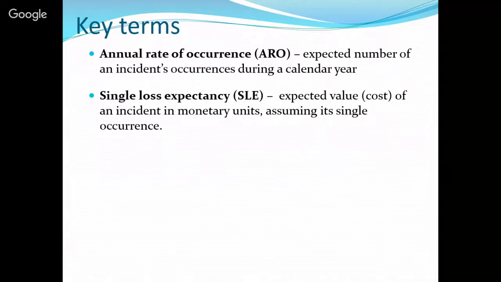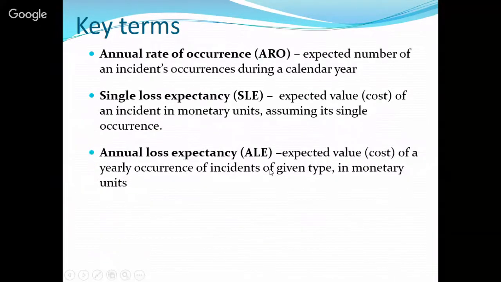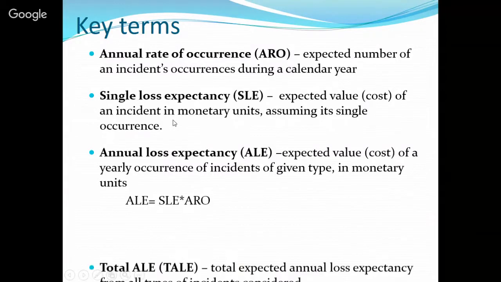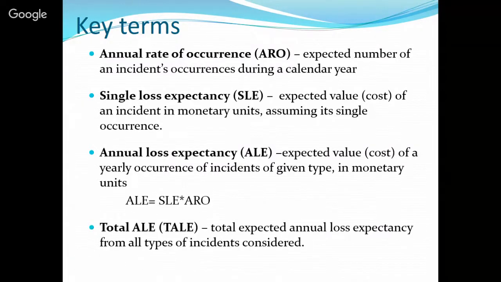Annual loss expectancy. This refers to the expected cost of a given type of incident in a year in monetary units. This can be obtained through the product of SLE and ARO. Total ALE: here, the total expected annual loss expectancy from all types of incidents is considered.